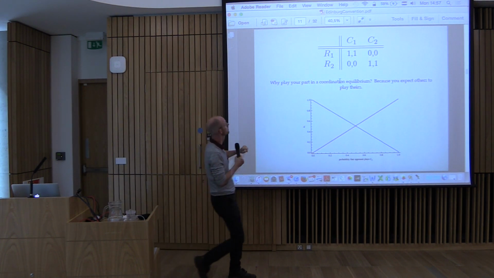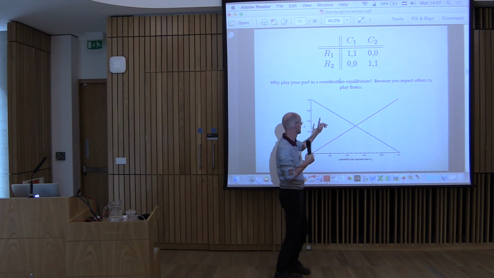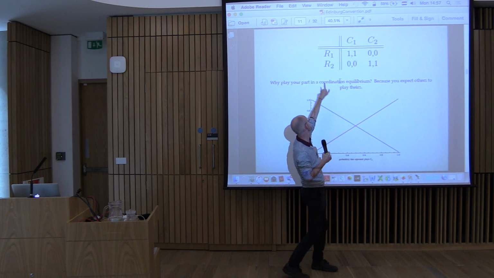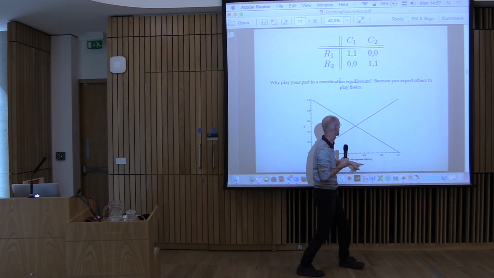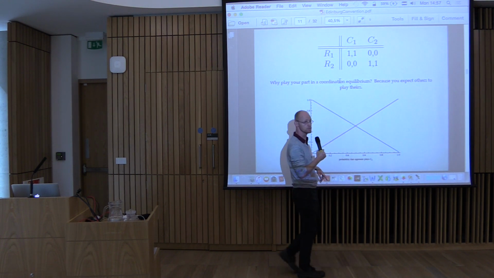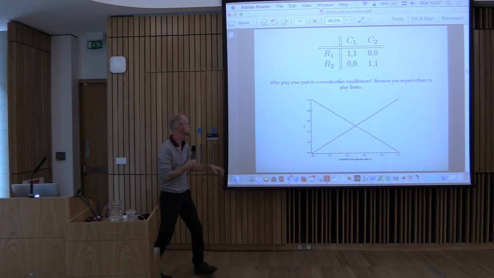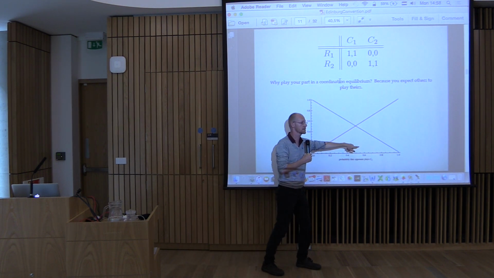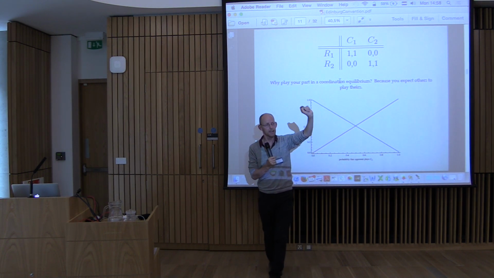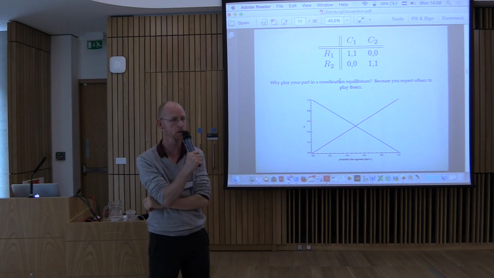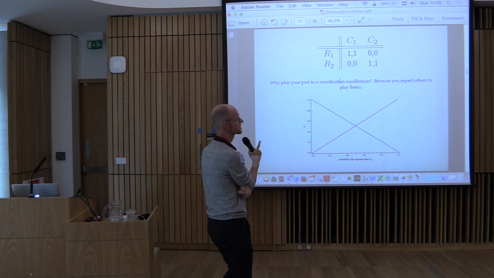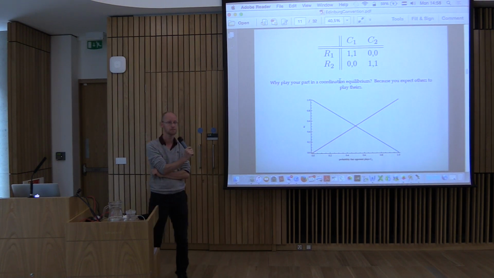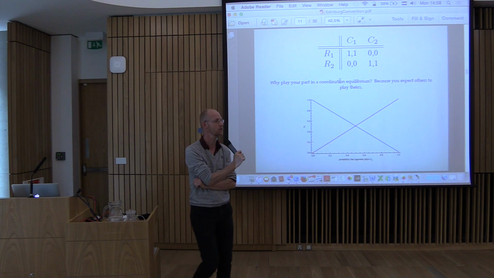Because if you expect that the column player will play C1 more than half of the time, then it's always better to play R1. And if you expect that the other player will play C2, then of course it's better to play R2. These figures are determined in exactly the same way as we did before. So actually, what do we see here? What are the Nash equilibria of this game? Somebody guess? Come on. We talked about some equilibria already.